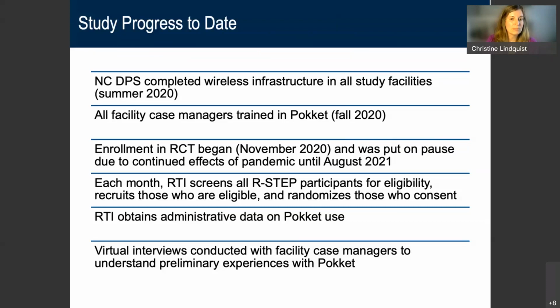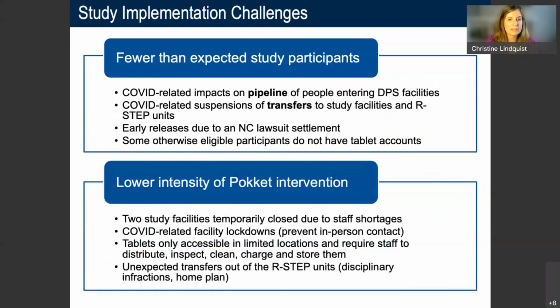We screen for eligibility, we recruit those who are eligible, and then we randomize those who consent. That group then receives their Pocket subscriptions. They begin working in Pocket. Every month we obtain administrative data on Pocket usage from Assimilate. And we just began doing virtual interviews with facility case managers to document their preliminary thoughts and reactions to Pocket.